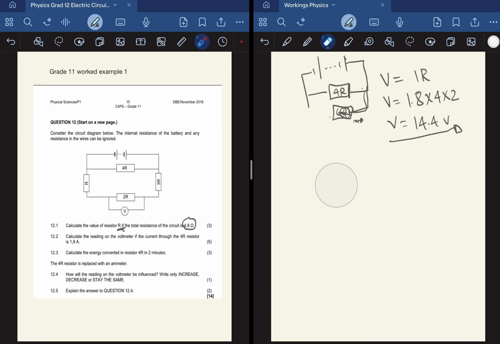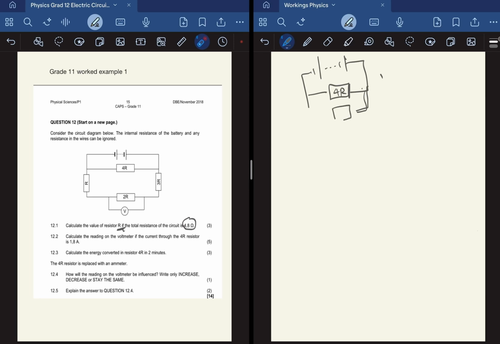Moving on to 1.3. Okay, let me fix that quickly. 12.3 says calculate the energy converted in resistor 4R in 2 minutes.